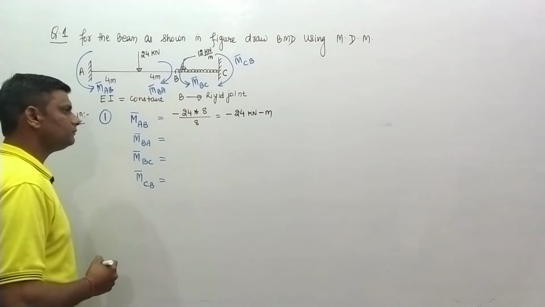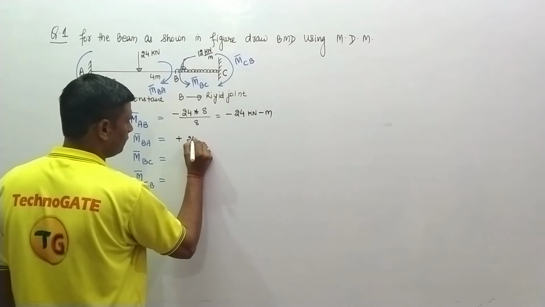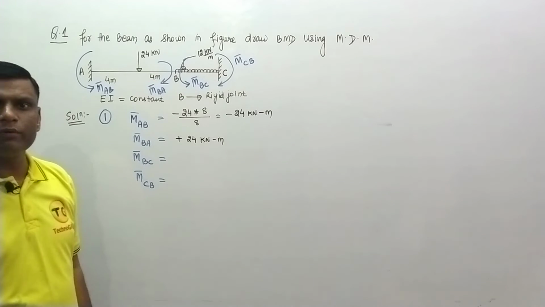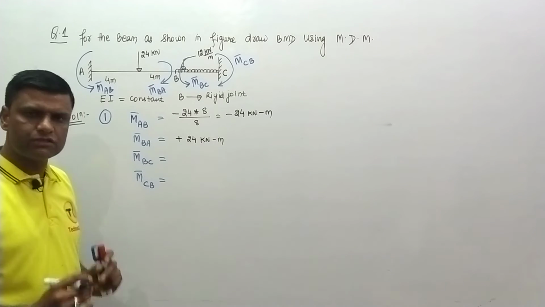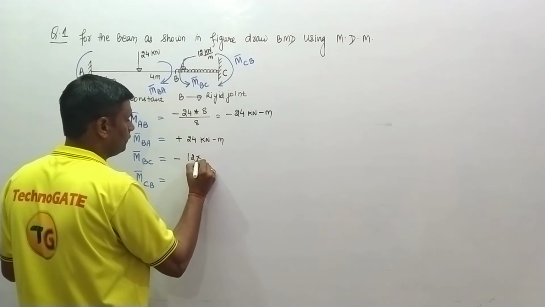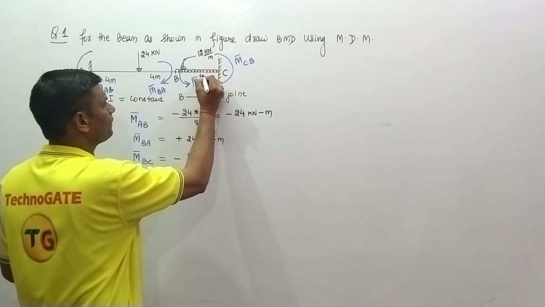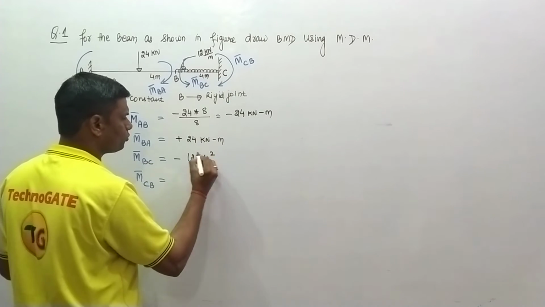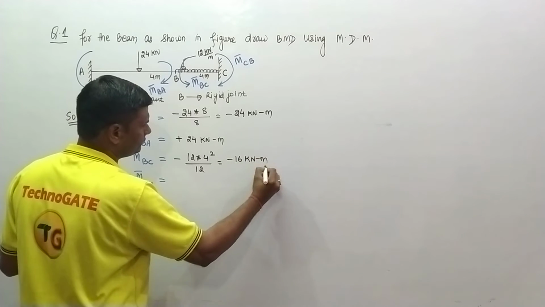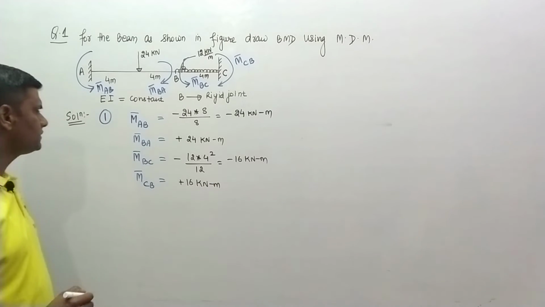MBA is also PL by 8, so plus 24 kilonewton meter. For the UDL over the entire length, the value is minus WL square by 12. WL square, that is 4 meter. This span is also 4 meter. Please be careful: 4 square divided by 12. The value is minus 16 kilonewton meter, and here the value is plus 16 kilonewton meter.